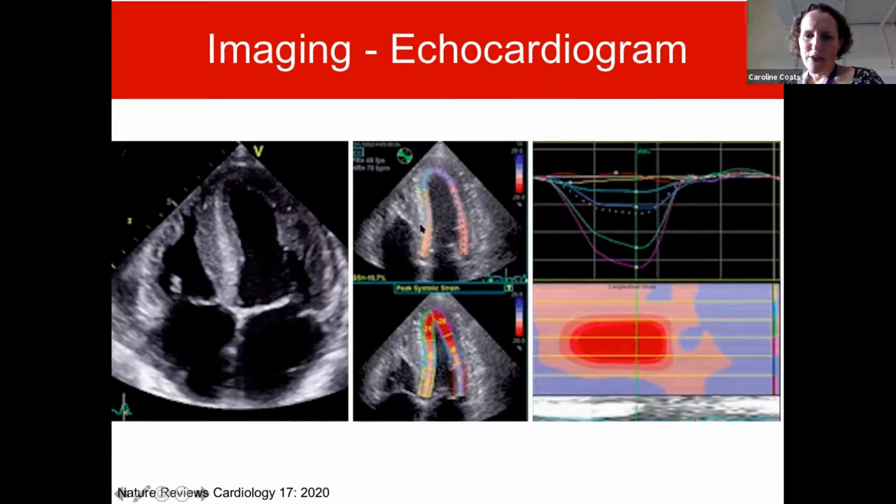An amyloid gives a very classical appearance. We describe it as a cherry on the top. So the top of the heart contracts well, but the base of the heart is stiffer. And that pattern we're trying to train our cardiac sonographers to pick up and to recognize.